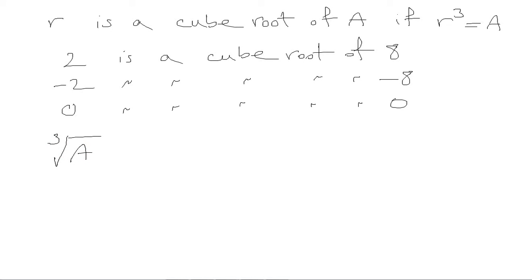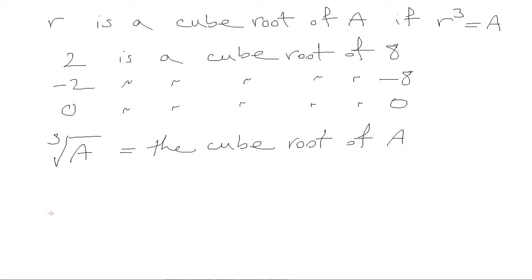So this number here is called the index of the radical, and if the index is absent, it is implied, it is understood to be 2. So just radical a is the square root of a, but when you have the index 3, it would be the cube root of a.